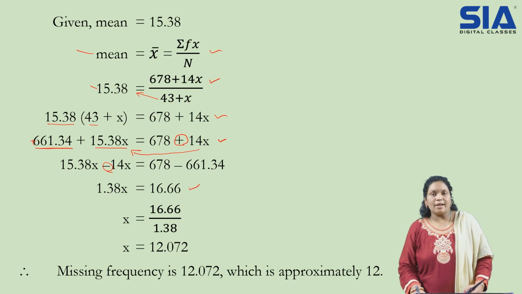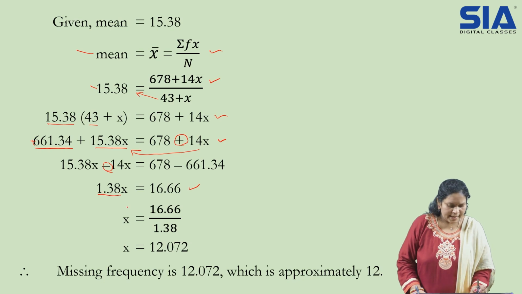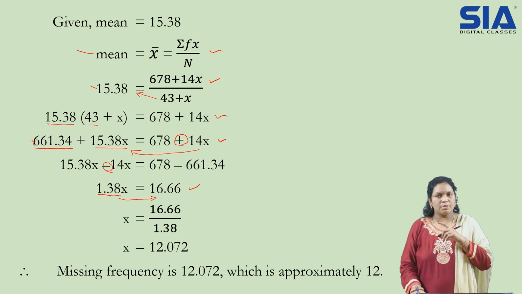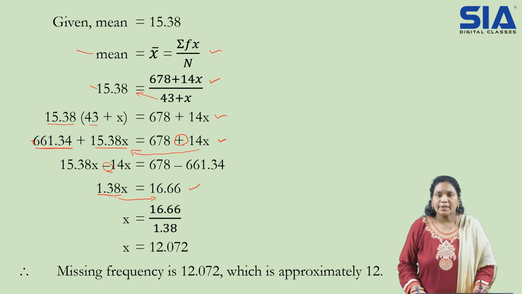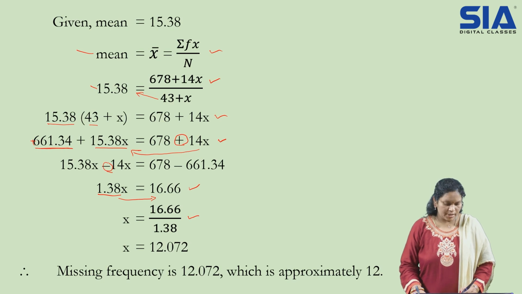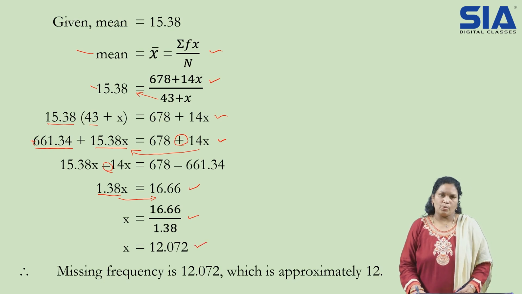Now I need the x value exactly. So the remaining constant you have here, take it to the other side. Here again the same rule: it is in multiplication, and when it goes to the other side, it becomes division. Multiplication becomes division, division becomes multiplication. So x is equal to 16.66 by 1.38. Simply divide using your calculator, and we get the value for x as 12.072.